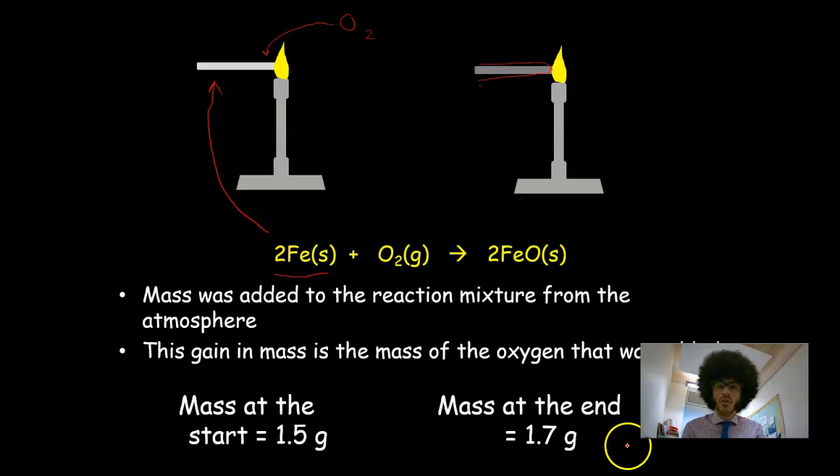So at the start, remember we started with 1.5, that 1.5 was just the wire, and then the 1.7 that we got at the end is the wire with that iron oxide. So if you wanted to work out the mass of the oxygen that was gained, it's simply a case of deducting 1.5 from 1.7, and that will give you 0.2 grams. That 0.2 grams is your oxygen.